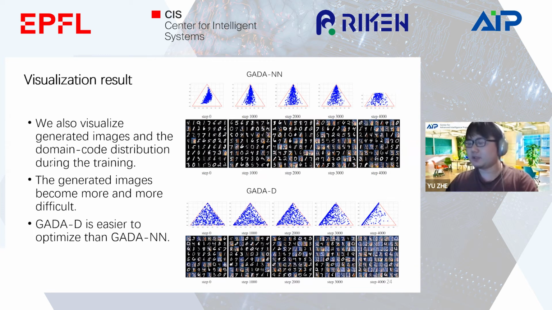So this is the first thing we can find in the visualization result. The second is that we can find the GADD is easier to optimize than GADNN. For example, in step 3000 and 4000, the proportion of colorful images in the GADD is larger than the proportion in the GADNN. And also, we can see the domain code distributions. The GADD quickly converges to a very small space, but the GADNN is still in a large space.